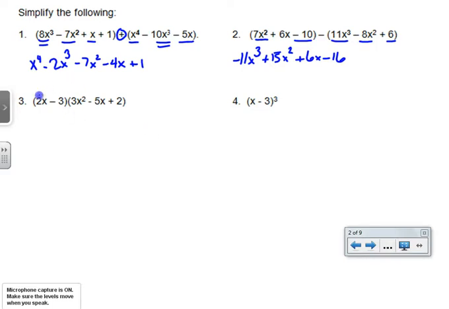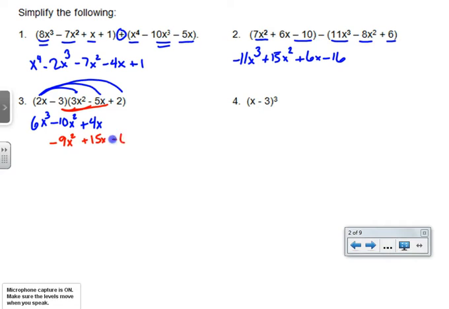Okay, number 3, we're going to distribute first the 2x to everybody in the parentheses. So that's going to give us 6x to the 3rd minus 10x squared plus 4x. And then we're going to do the same thing, but now we're going to distribute the negative 3 to everybody. So we have a negative 9x squared. I'm going to write that underneath the other quadratic term. And then negative times negative would be a positive 15x.